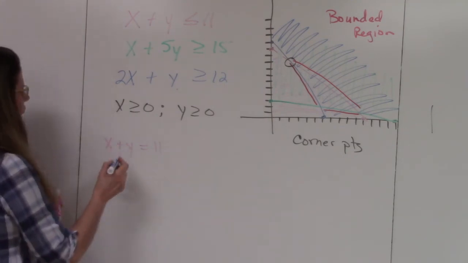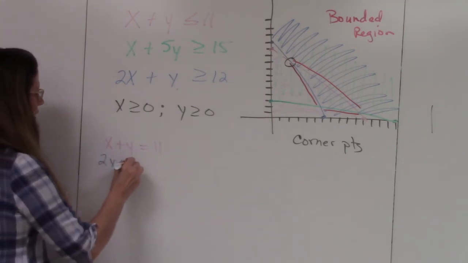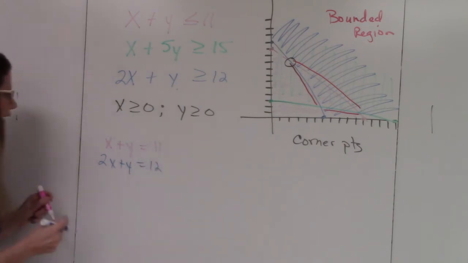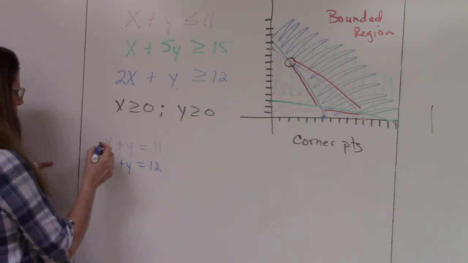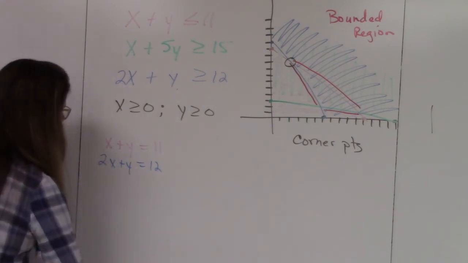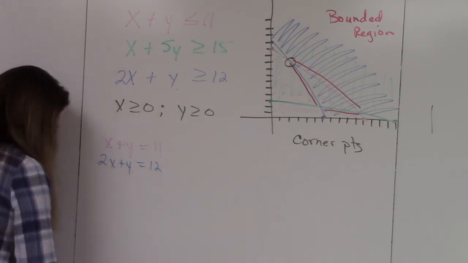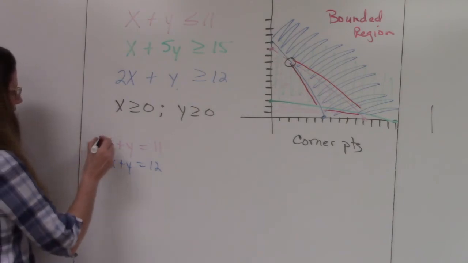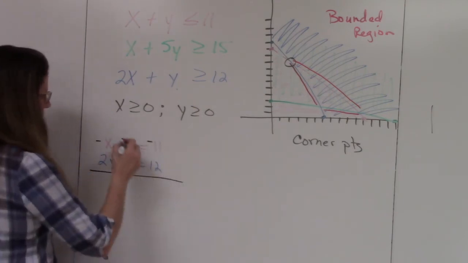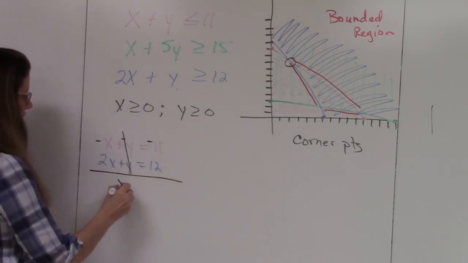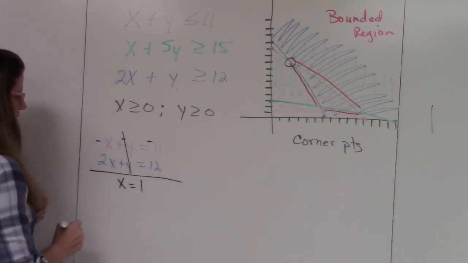So the equation for the blue is 2x plus y equals 12. And I'm going to use elimination to solve this. So I'm going to go through and multiply everything through by a negative. So I end up with a negative x, negative y, negative 11. And now I can use elimination. The y's go away, and I end up with x equals 1.